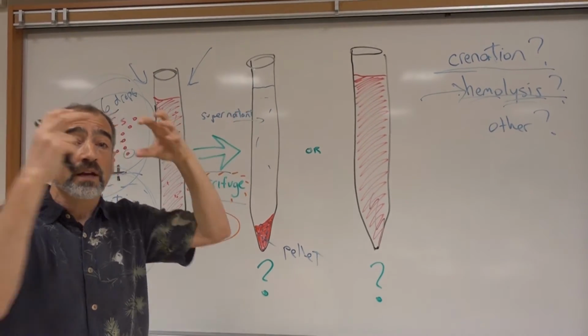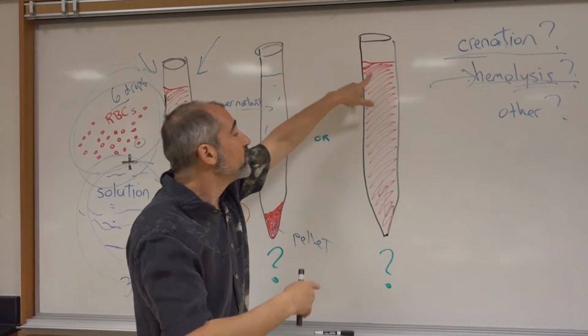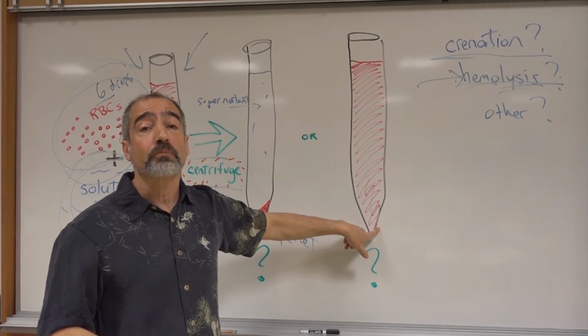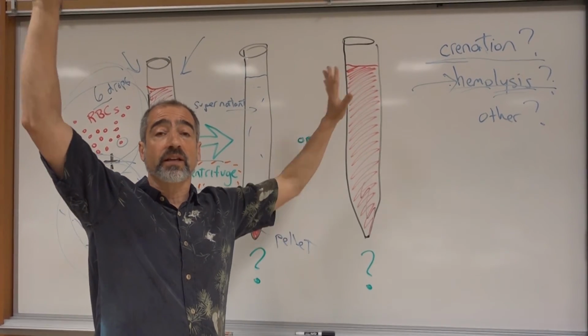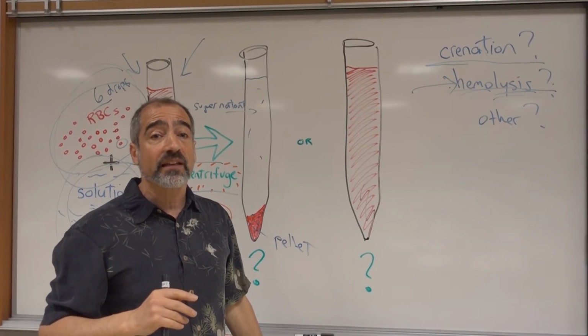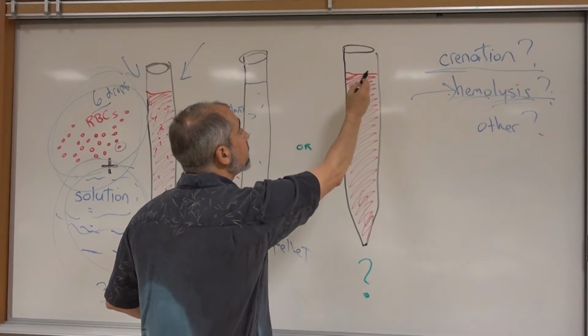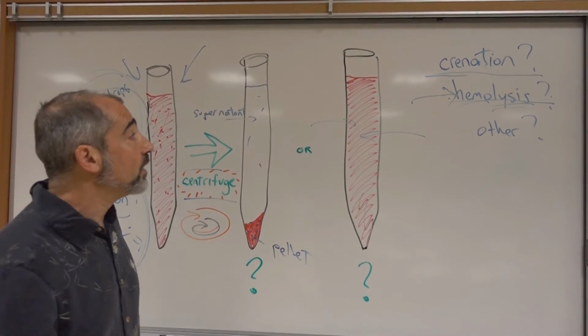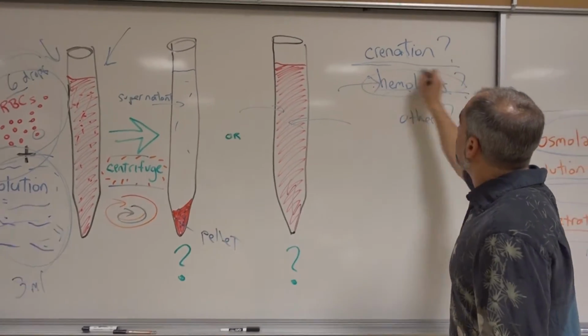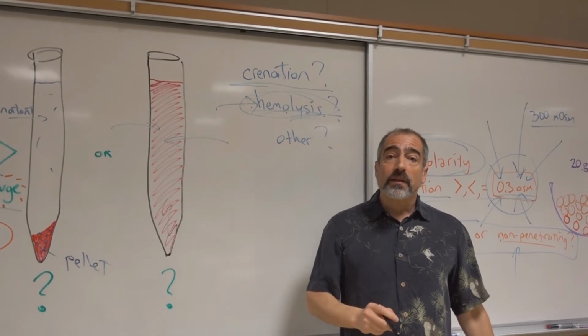It's no longer contained in the blood cells, and no matter how much you spin it, once you just dissolve these little hemoglobin molecules in the solution, they're just going to stay in solution. So even after spinning, the supernatant is just going to stay bright red. So that would be an indication that hemolysis happened.